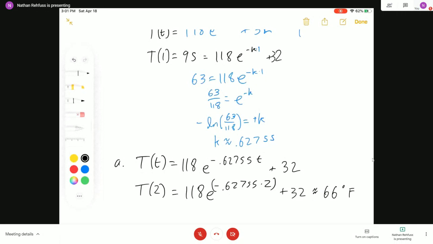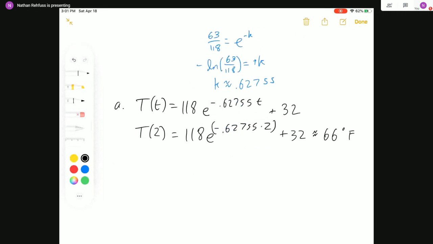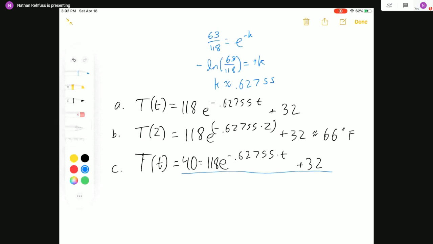I thought not. Let's see how long it's going to take for our Jell-O shots to reach the appropriate temperature of 40 degrees and solidify into the jiggly treats we want. The temperature as a function of time must be 40 degrees, but we don't know the value of t. So we're going to be late to the party. Let's find out how late. 118 e to the negative 0.62755 times t plus 32. Whoops, I forgot my coefficient of 118. All right. Let's solve this equation for t to find out when the Jell-O will be done.